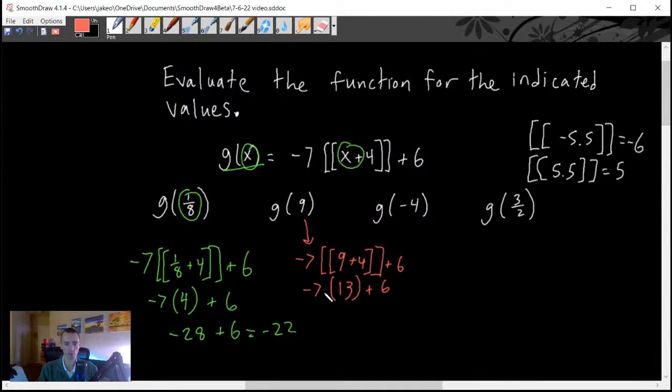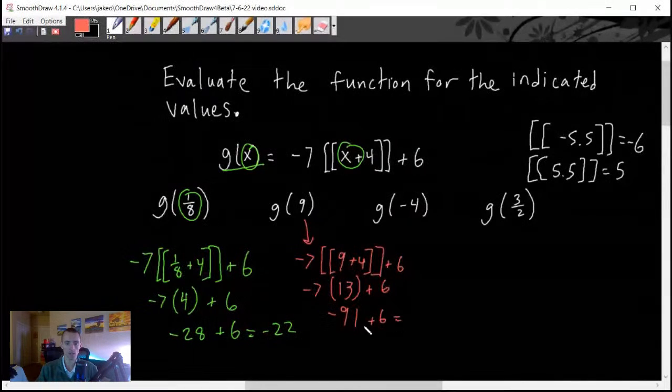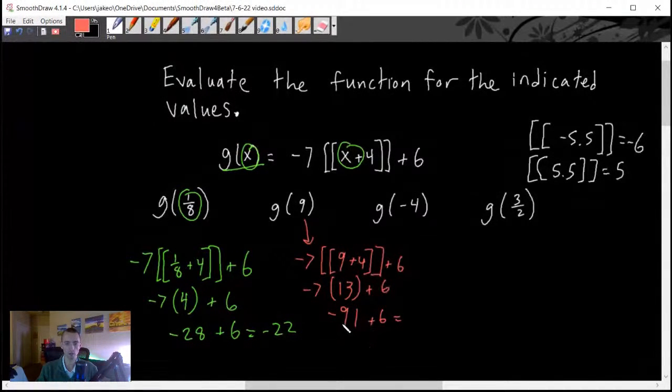-7 times 13 would be -91, I believe. 7 times 10 is 70, plus 21 would be 91. Yeah, so -91 plus 6. -91 plus 6 would simplify to -85. So that's going to be g of 9.